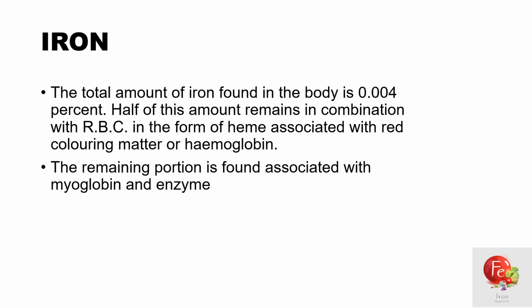Then another one is iron. So the total amount of iron found in the body is 0.004%. So that's how small it is. Half of this amount remains in combination with the red blood cell, in the form of heme associated with the red coloring matter, or hemoglobin. The remaining portion is found associated with myoglobin and enzymes. So meaning 0.002% is associated with red blood cells, while the other 0.002% of iron in the animal body is found associated with myoglobin and the enzymes.